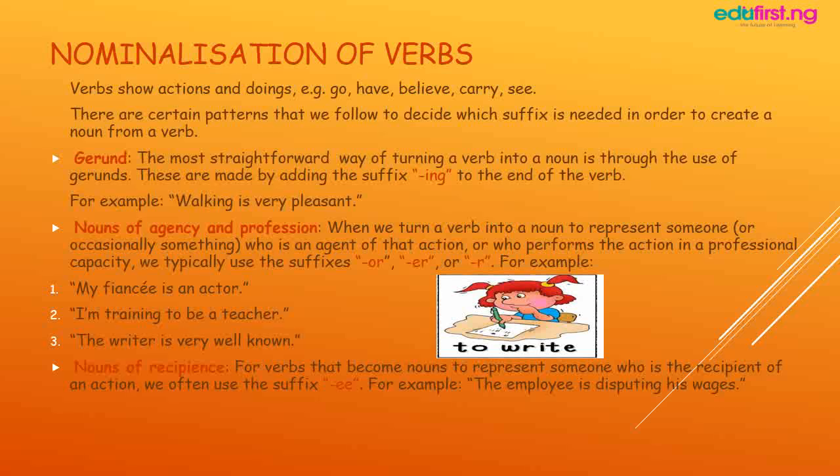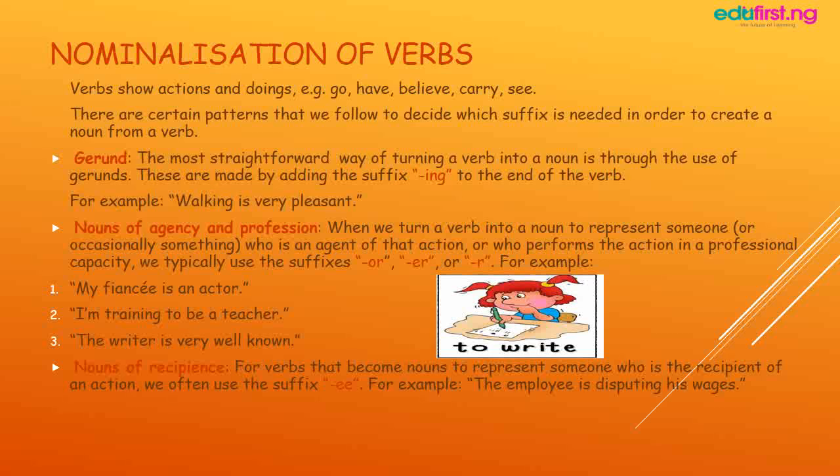Secondly, nouns of agencies and profession. When we turn a verb into a noun to represent someone, or occasionally something, who is an agent of that action or who performs the action in a professional capacity, we typically use the suffixes -or, -er, or simply -r. For example, 1. My fiancé is an actor. That is someone who acts. 2. I'm training to be a teacher. Someone who teaches. 3. The writer is very well known. Someone who writes.